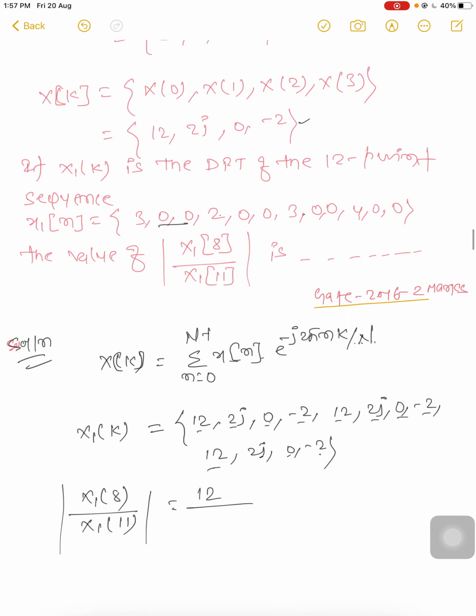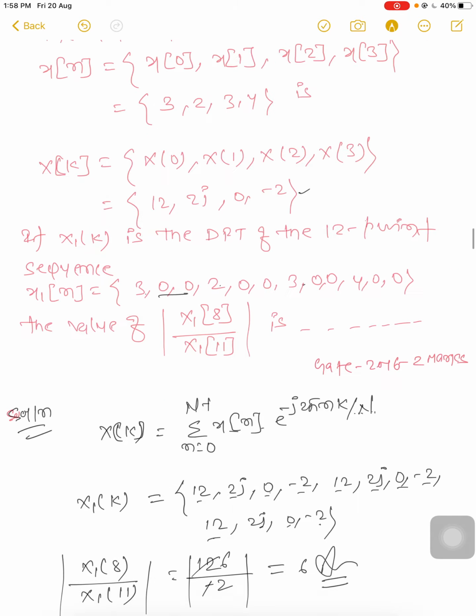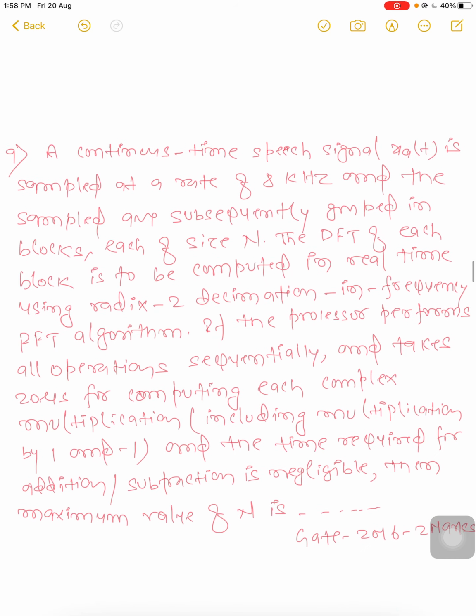Okay, wait, something is a mistake here. Here it is given 12 upon -2, and take its mod, and what will happen here? 6, then the answer will be 6. Okay, so now come to the next question.